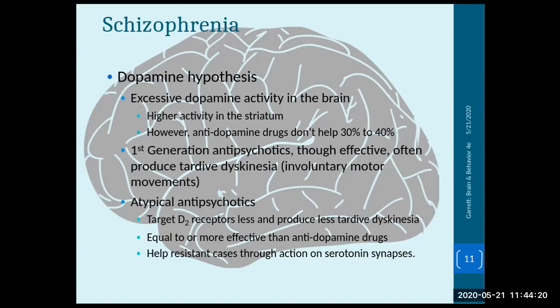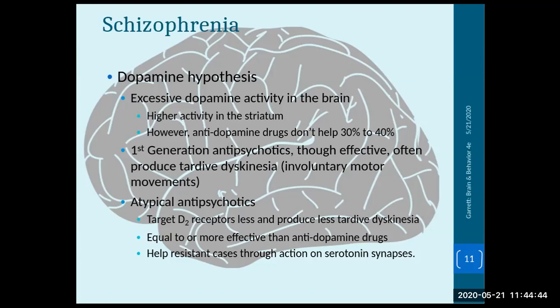Anti-dopaminergic drugs, dopamine antagonists, if you're taking too high a dose, some of the side effects might be Parkinsonian problems with motor movement, right? So that's what we call tardive dyskinesia. Anti-dopamine drugs do help a lot of people with schizophrenia, but sometimes there's a good proportion of them that don't help.